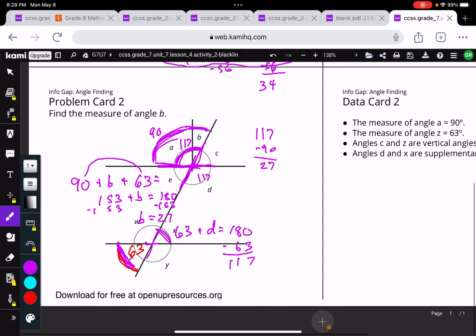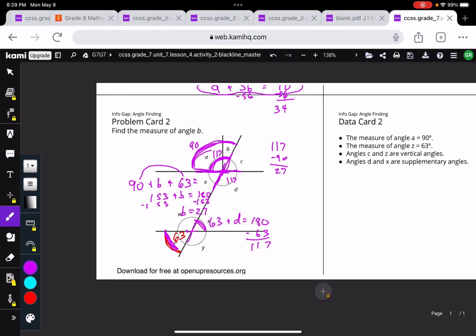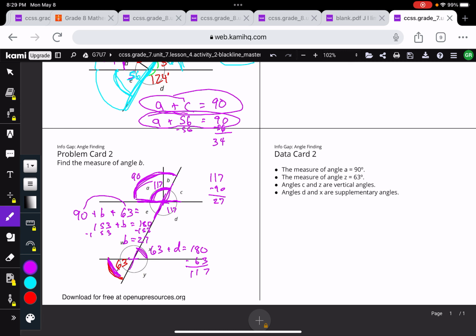So if we're being the partner, we would ask, hey, are there vertical angles? Are they supplementary? Are they complementary? Just keep asking questions until our partner gives us something. All right, now let's go back.